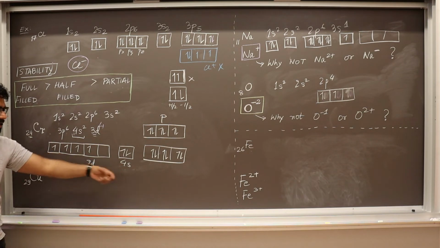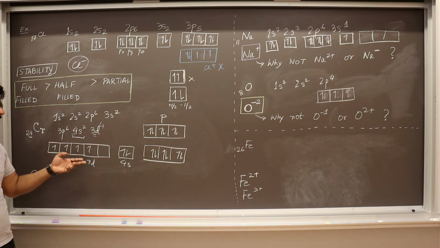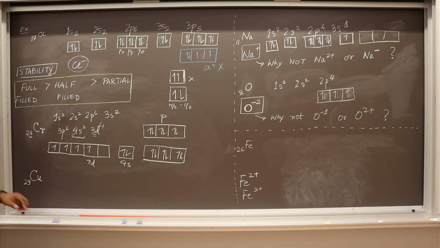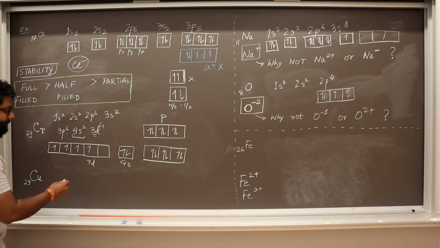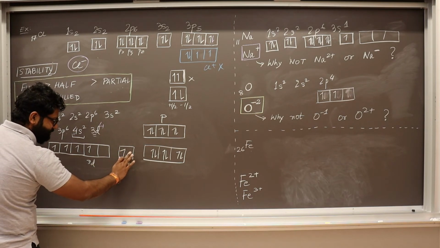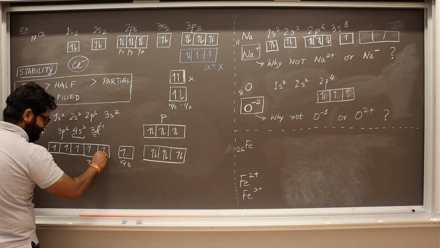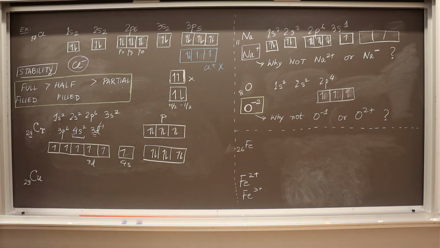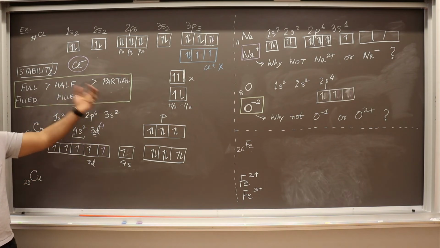This is full filled. So is there a way to stabilize this? An easier way to stabilize this would be if this electron from here comes in and gets in here, right? So this whole thing becomes half filled. Previously this one was full filled, but this partial. The partial is like making this whole thing very unstable.